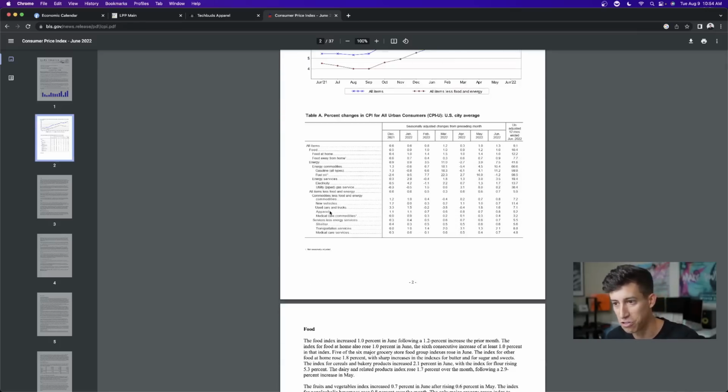So again, if you actually look down the list, there's the energy, there's the food, but then there's medical care, there's apparel, there's used cars, new cars, commodities, transportation services, medical care services, shelter, all of these things that the average consumer is most likely going to pay for. The CPI data just calculates month over month: are we seeing an increase in price or a decrease in price month over month? Because if we're seeing an increase in price, then that means that inflation is going up. If we see a decrease in price, then that means that inflation is going down.